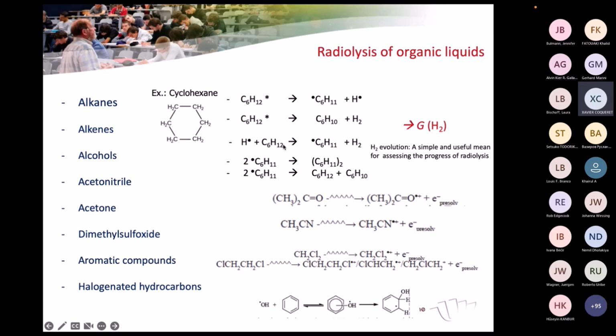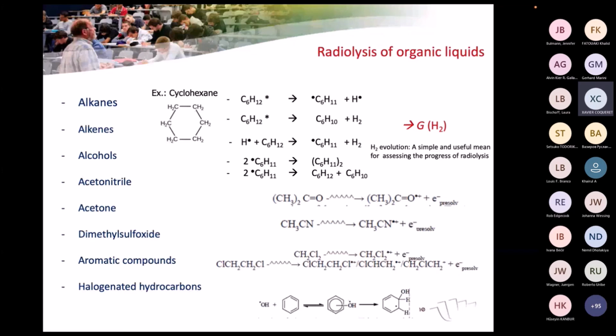and then different reactions between the free radicals and the original cyclohexane molecule. We can have hydrogen abstraction, and we can have also termination reactions by combination or by dismutation. And we can note here the formation of dihydrogen by two of the detailed reactions. And this means that hydrogen evolution, which can be quite easily measured by looking at the amount of gas produced upon irradiation, allows for a simple and useful means for assessing the progress of radiolysis. And this is just to exemplify that simple measurements can allow us to quantify the progress of the radiolytic reactions.